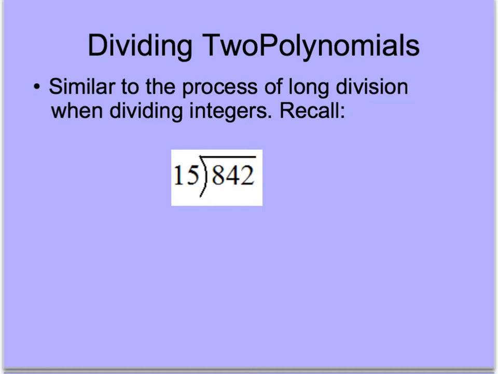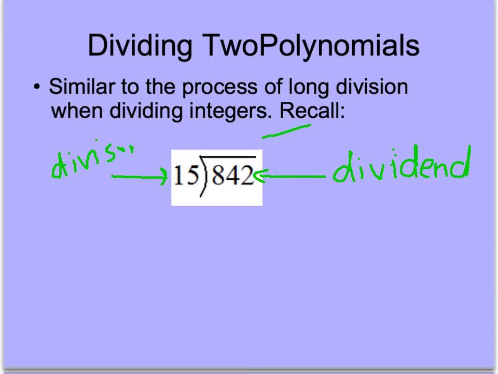The process for dividing two polynomials is a bit more involved, but it's similar to the process of long division when we divide integers. So in this particular problem, I want to point out that the number on the outside here is called the divisor. The number on the inside is called the dividend. And then our answer that we're going to get on top is called the quotient.